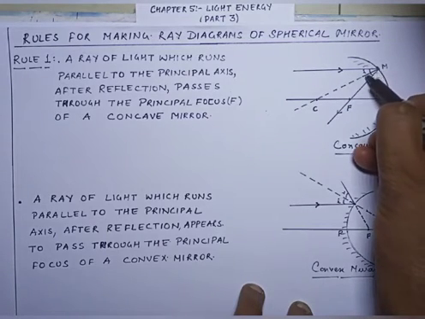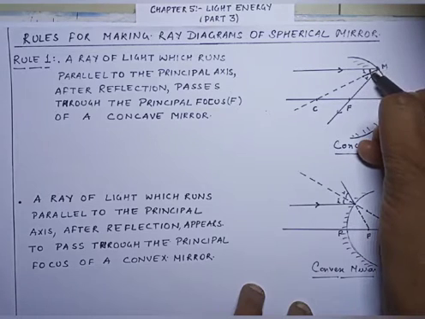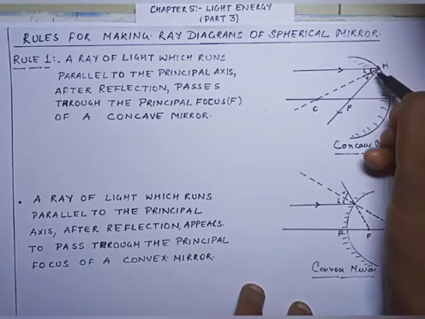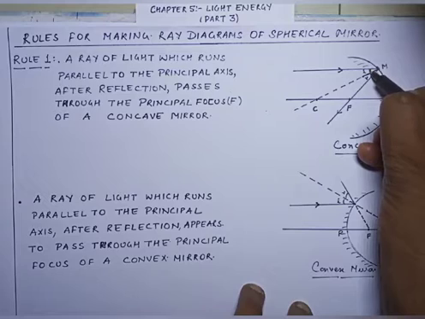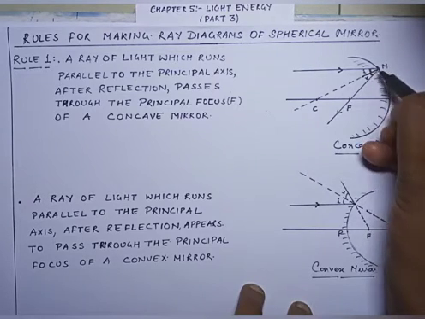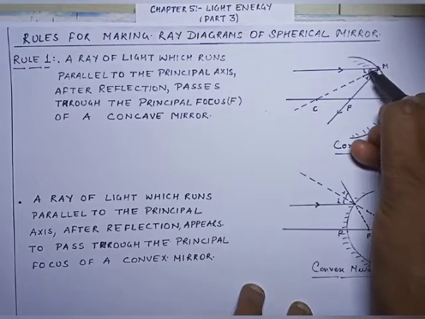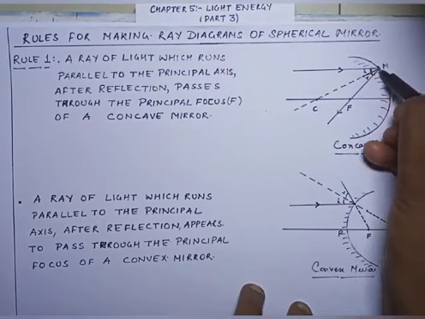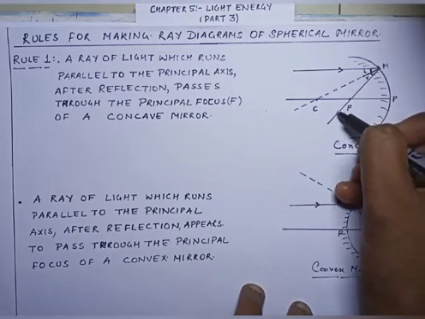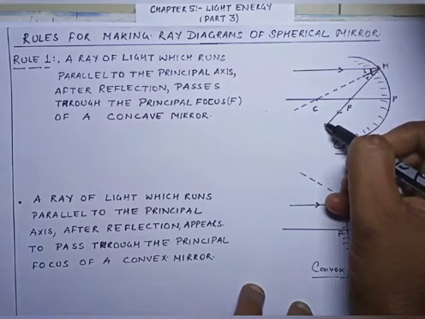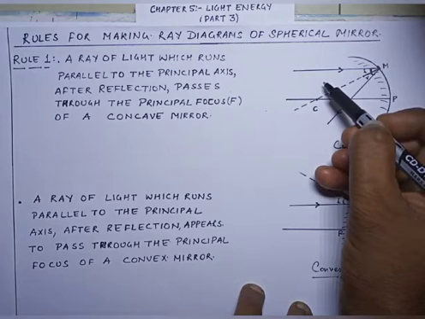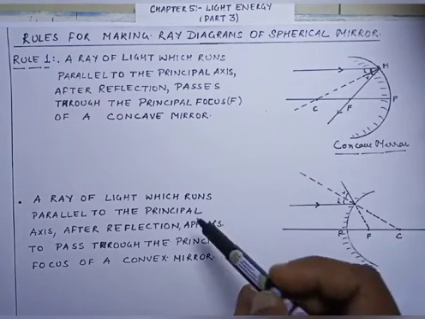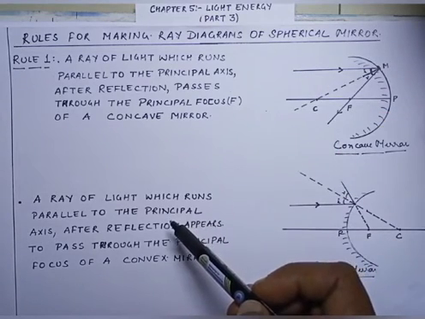So this angle is the angle of incidence, and the corresponding angle is the angle of reflection. So the ray passes through the focus. I hope it is clear to everyone. Let us see the same rule for convex mirror.